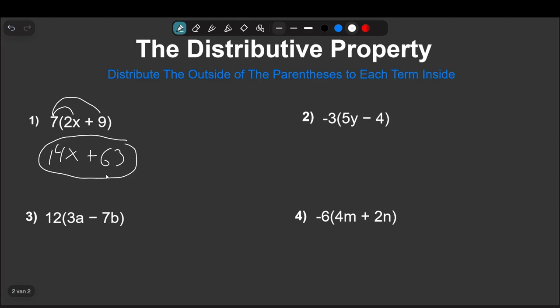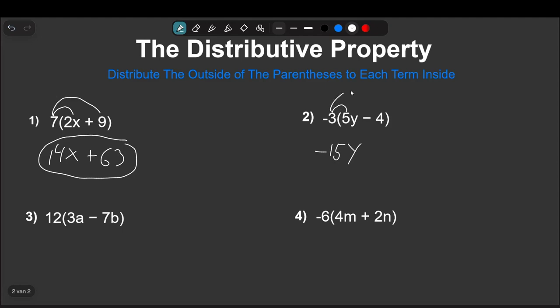And now let's get to the second example. For the second example, we have minus 3 and then in parentheses 5y minus 4. So, when we have a minus right here, we can just see this not as a subtraction sign, but as a minus 4. So, now, that said, we can start with the multiplication. So first we're going to do minus 3 times 5y. Because we're multiplying a negative with a positive, we will get minus 15y.